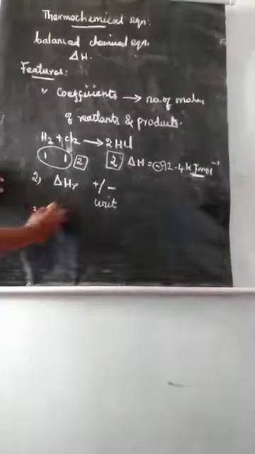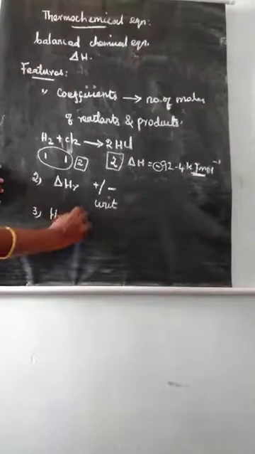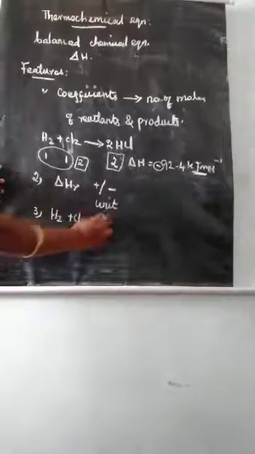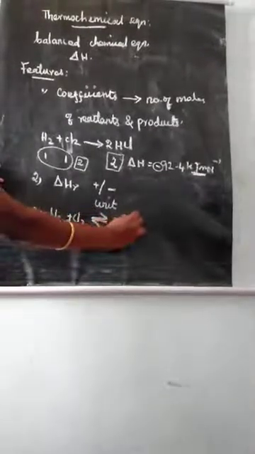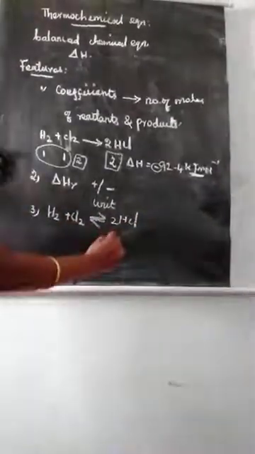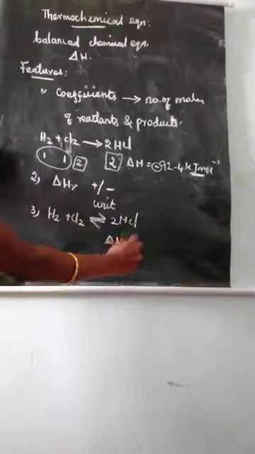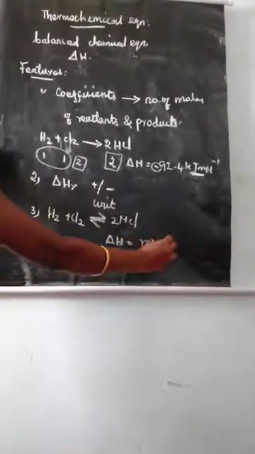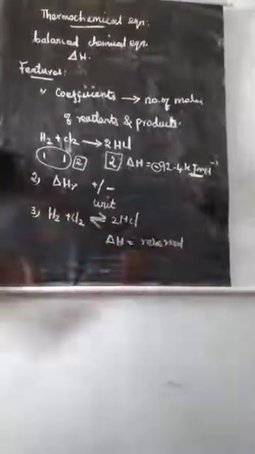Understand? Then third point. Suppose the chemical reaction is reversed. If it is a reversible reaction, the delta H value is also reversed. When the chemical reaction is reversed, delta H is also reversed.